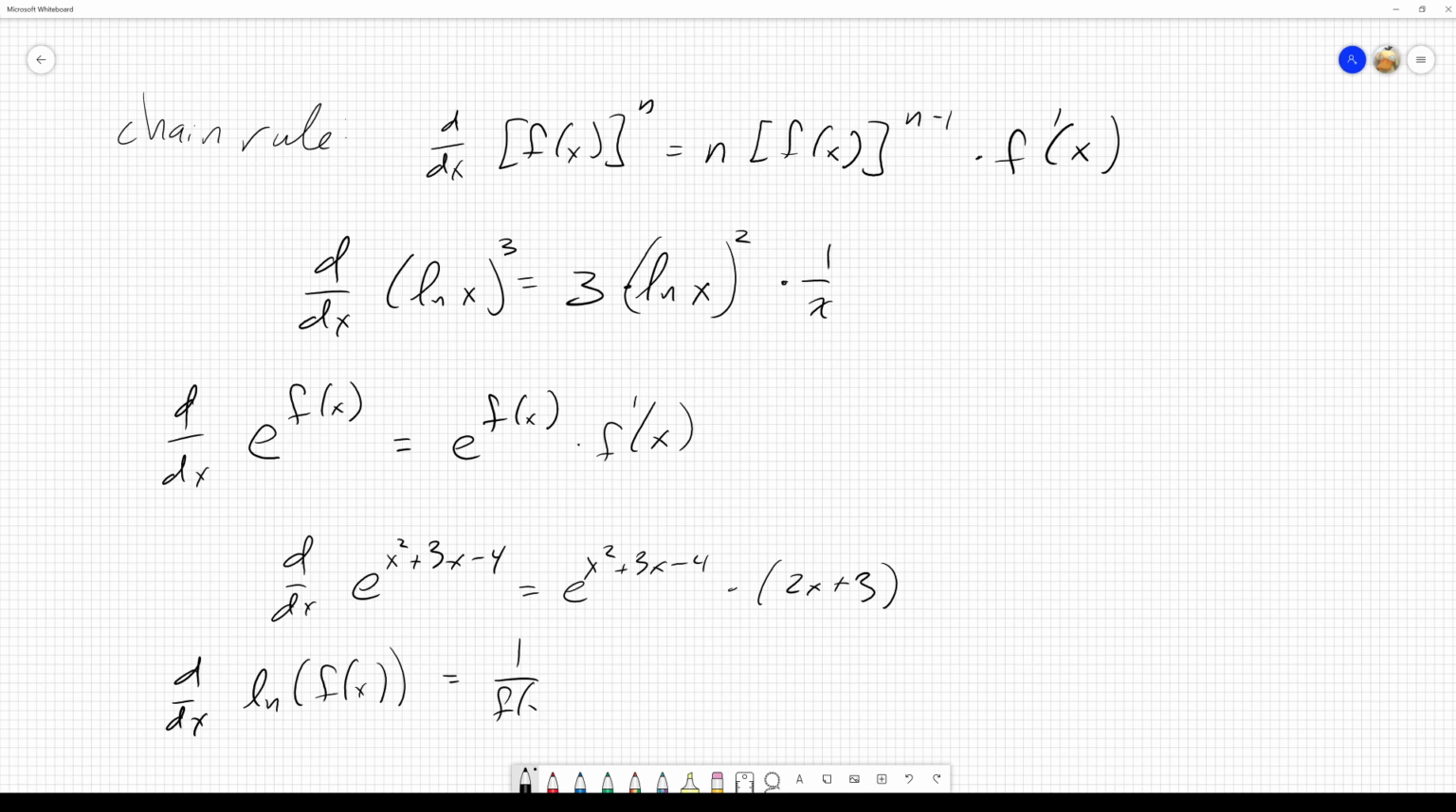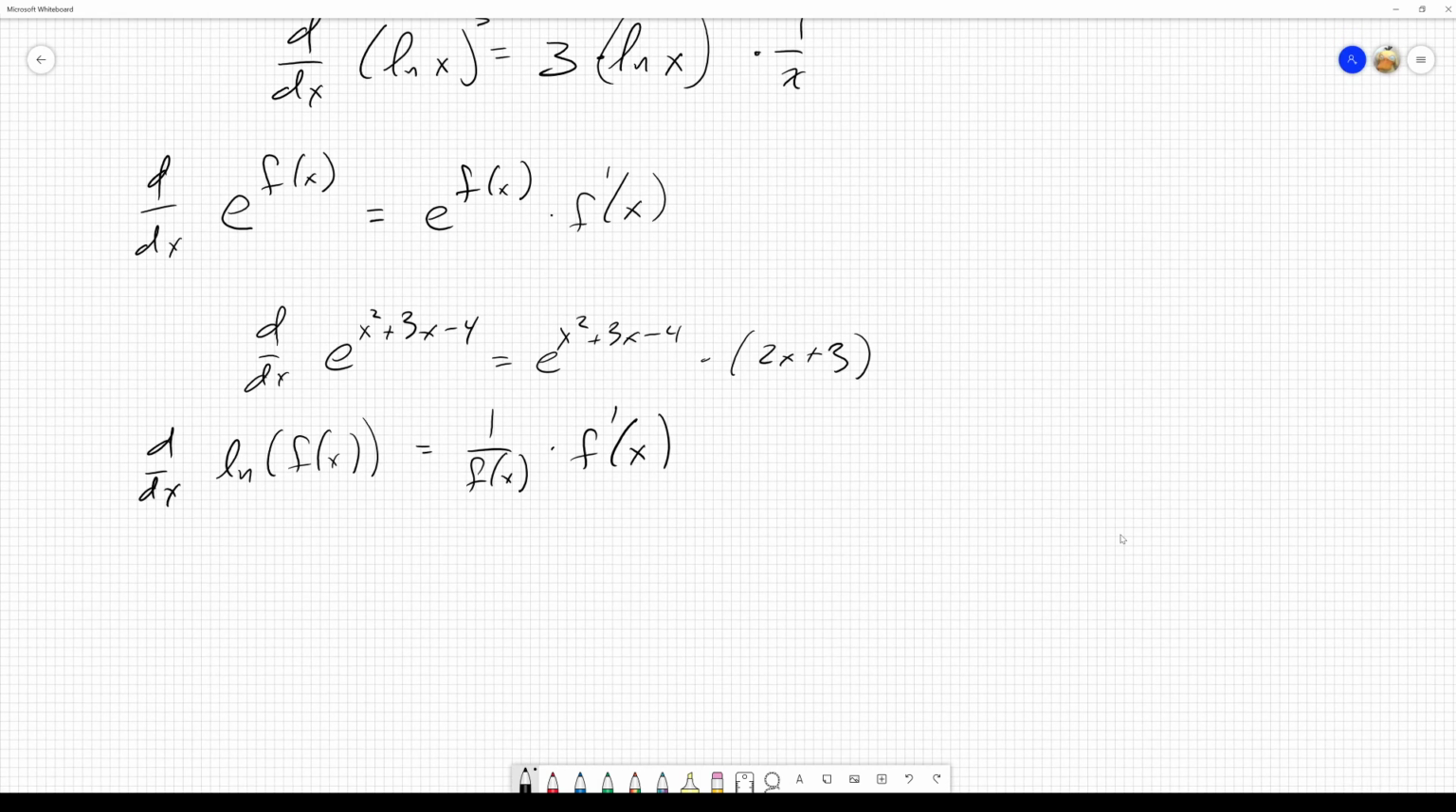And lastly, the derivative with respect to x of the natural logarithm of a function is 1 over the function times the derivative of the function. So, as an example of that, the natural logarithm of, let's say, x squared minus 5, if I take its derivative, is going to be x squared minus 5 in the denominator, and the numerator is 2x.